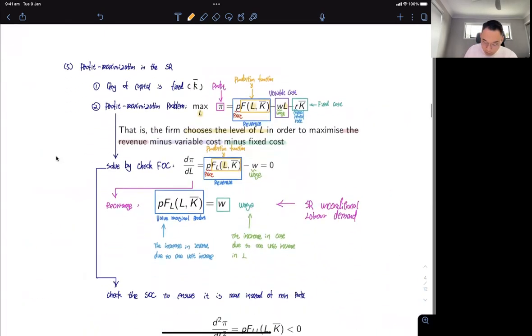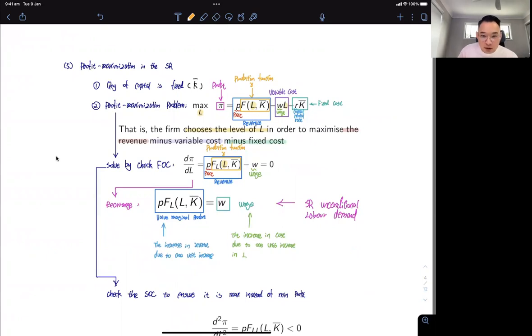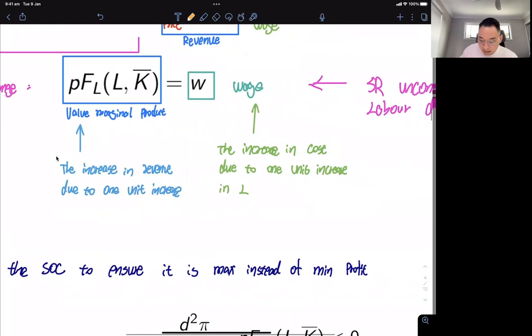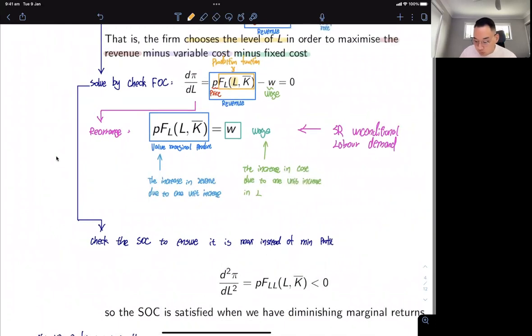We solve this by applying the first order condition, which gives P times F_L(L, K bar) minus W equals 0. Rearranging this, we have P times F_L(L, K bar) equals W. The left-hand side is the value of marginal product, the increase in revenue due to one unit increase in L. And W is simply the wage, the increase in cost due to one unit increase in L. This equation is something we call the short run unconditional labor demand.